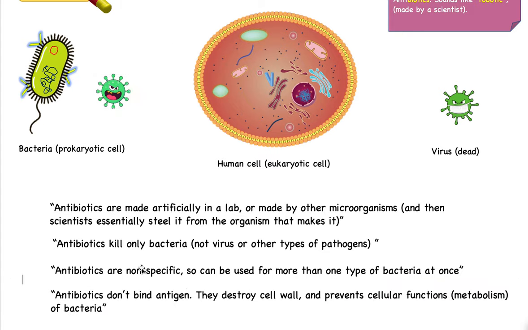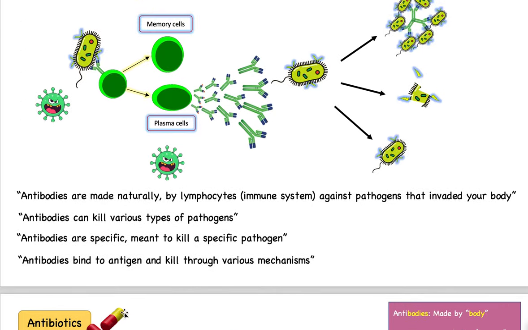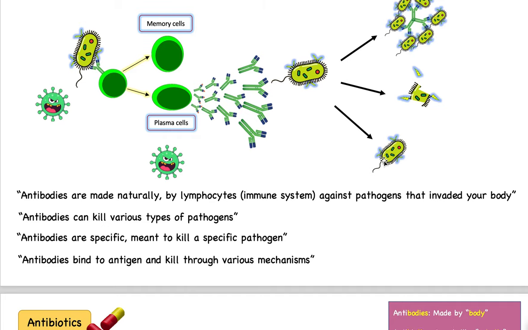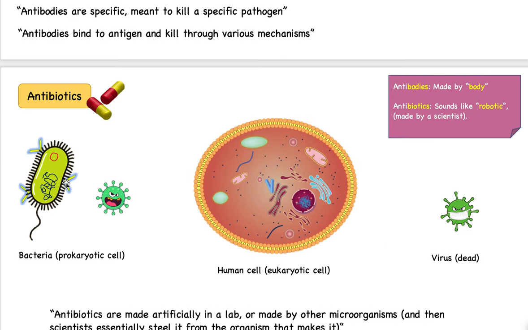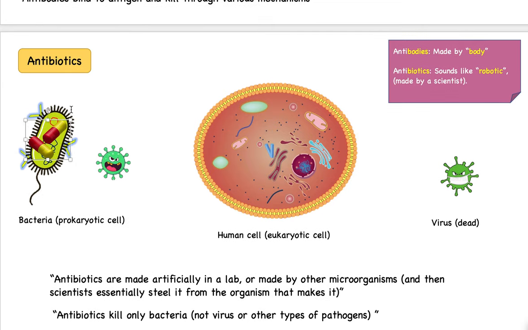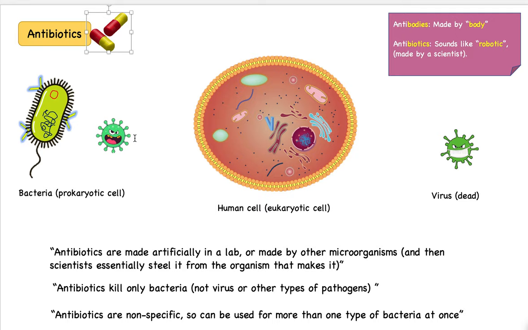Last point here: antibiotics don't bind antigens. They destroy the cell wall and prevent cellular functions or metabolism of bacteria. We know that antibodies bind to the antigens and then destroy the pathogen through various mechanisms. Antibiotics don't bind to these antigens. They go into the cell and destroy its cellular functions, as I just mentioned. They inhibit the organelles from producing proteins that allow that bacteria to survive. So that's another difference: they kill through different mechanisms. One binds to the antigens, while antibiotics go into the cells and destroy them that way.